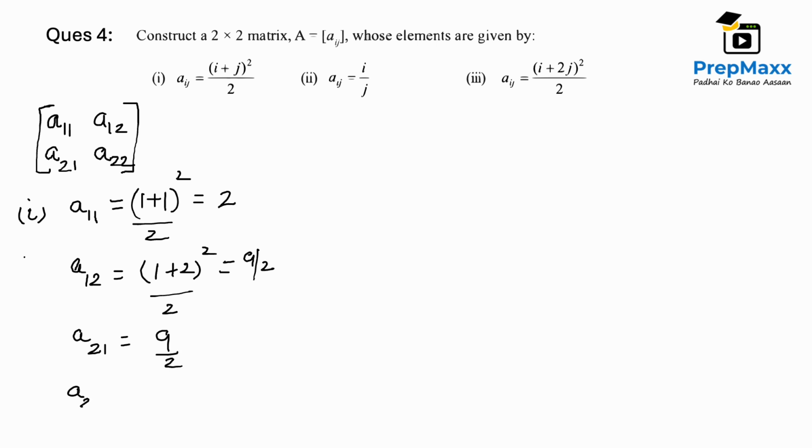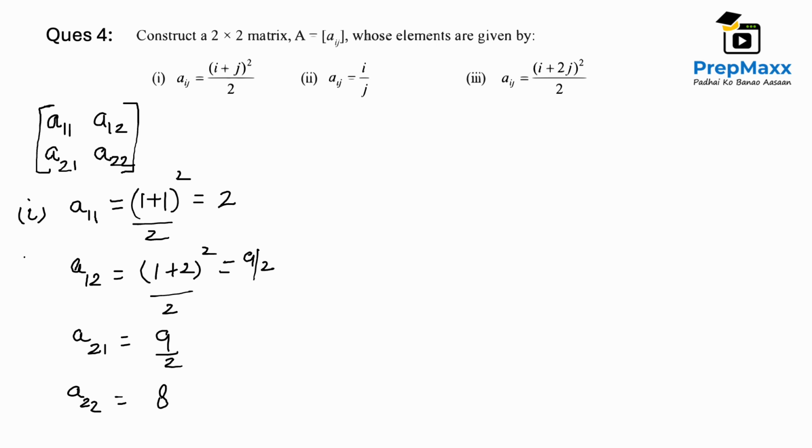And then a22. A22 is what? i is 2 and j is 2. So that is 2 plus 2, 4. 4 whole square, that is 16. 16 divided by 2, that is 8. So this is part 1.